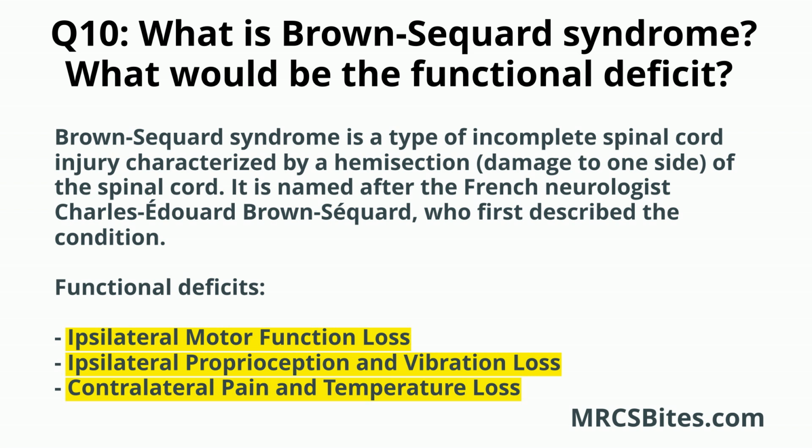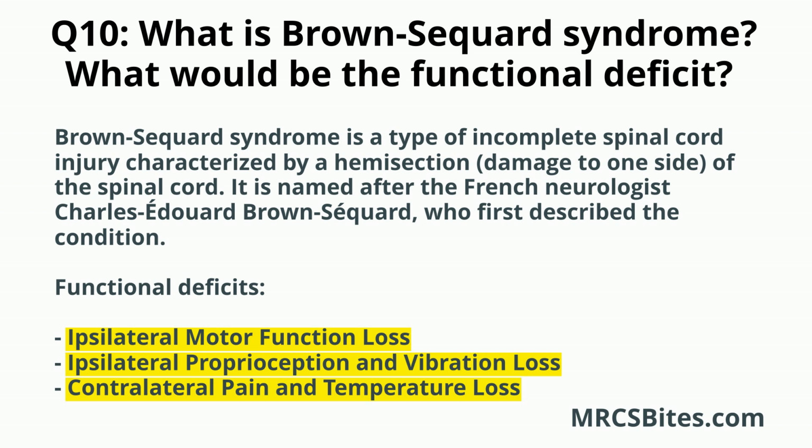The side of the body affected by the injury will experience weakness or paralysis. This is due to damage to the corticospinal tracts, which are responsible for voluntary motor control. The motor deficits occur on the same side of the body as the injury, ipsilateral side. The posterior columns, dorsal columns, carry proprioceptive and vibratory sensations. Damage to these tracts results in loss of these sensory modalities on the same side as the injury.